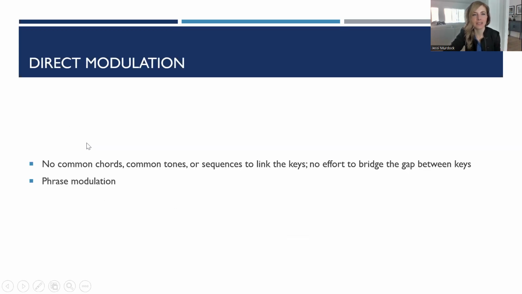All right, next one, this is a direct modulation, also sometimes called a phrase modulation, okay? Because that just shows you like where it's going to happen, okay? You're not going to have a direct modulation in the middle of a phrase, okay? It's going to be between phrases. So like one phrase might end in one key, and the next phrase might just start in a new key, okay? With no attempt to bridge the gap between the keys, okay? So there's not going to be common chords or tones or sequences or anything like that, okay?